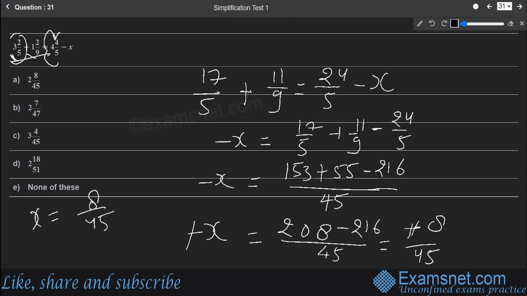Okay, now we are supposed to give this expression. The answer is 8 by 45. Let's see where it is available. It's not available in any of the options given here. So clearly we can write the answer as none of these. Okay, that becomes the right answer for us, none of these.